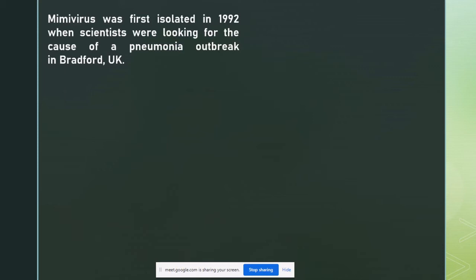So what is this Mimi virus? Okay, this was first isolated in 1992 when scientists were looking for a cause of a pneumonia outbreak in Bradford, UK.